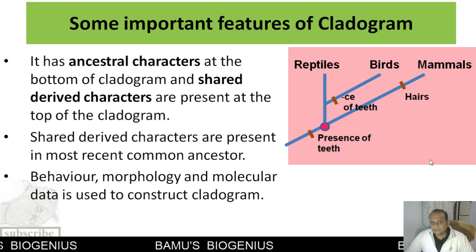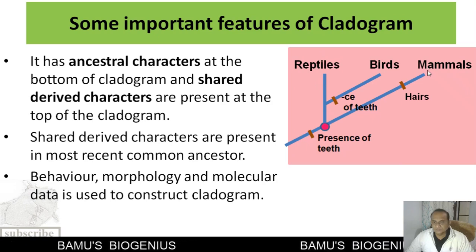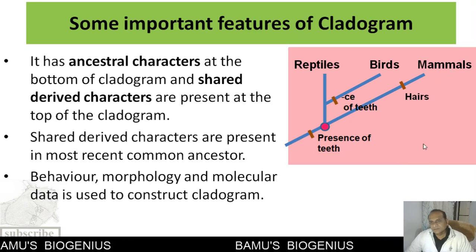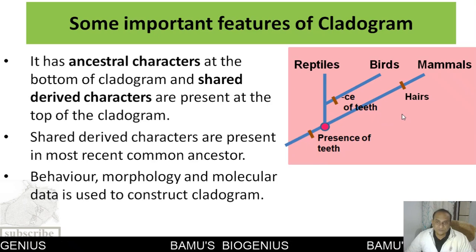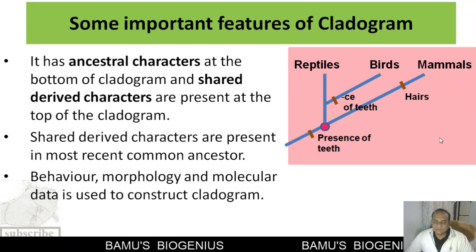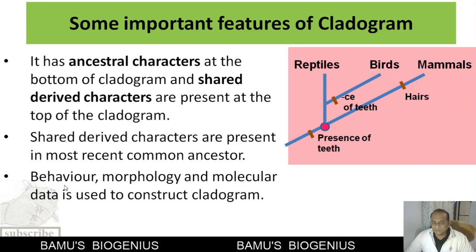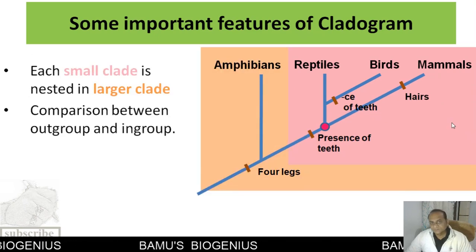Then shared derived characters are present in the most recent common ancestors. So you can see here the shared derived character, whatever it may be, is present on the most recent common ancestor that we all know. Then a cladogram is useful not only for morphological characters, but in a cladogram we can also consider a character related to behavior, or you can use molecular data to construct a cladogram. So these are all the features of a cladogram.